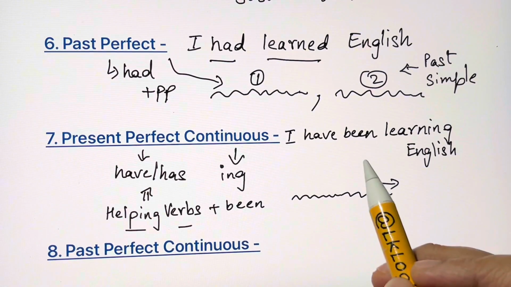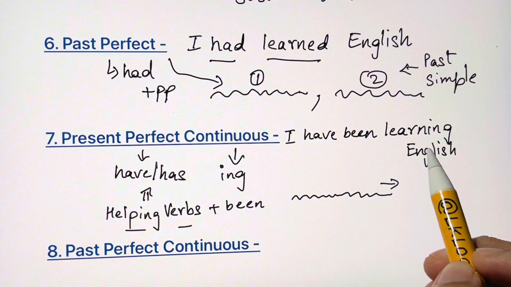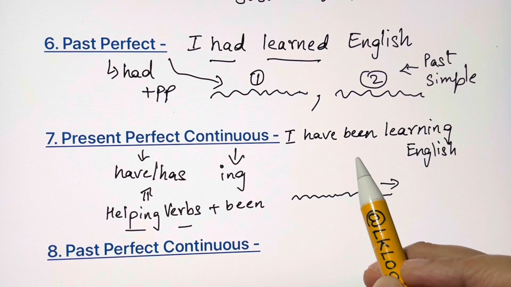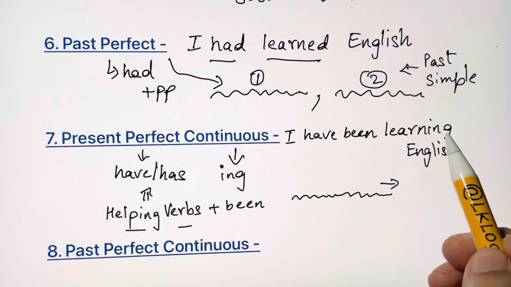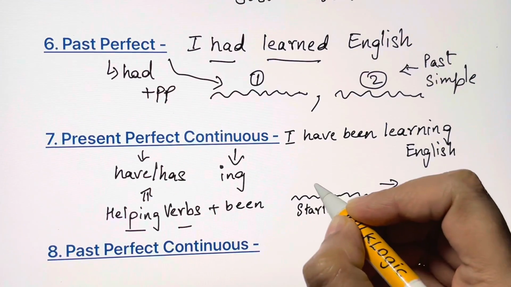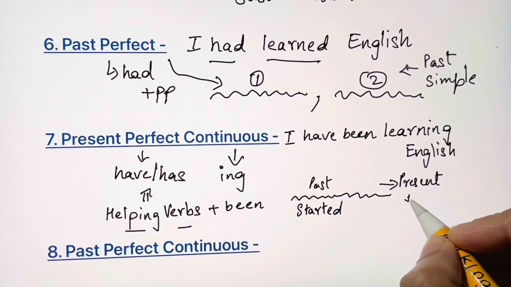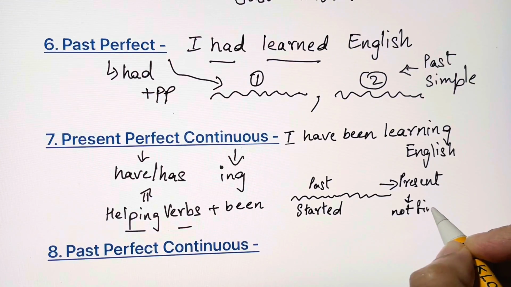The action started in the past and not finished until now. You started learning in the past and not finished until now. So you started in the past and not finished until now.